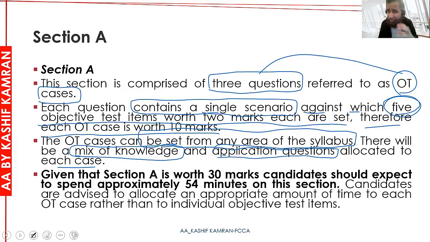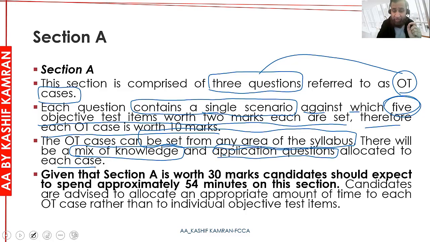Suppose you're reading a case, and from the case you can answer question number one, question number two, and question number three. But question number four is just on book knowledge around the topic on which the case has been made. Are you getting my point? If you have five questions with every case study, will all five questions be application? Will all five be linked to the case study? No. Some of them will be, and some of them will just be testing your knowledge. Of the 15 objective test questions in total, will all 15 relate to the case study? No. Some will relate to the case study, and some will relate to knowledge.